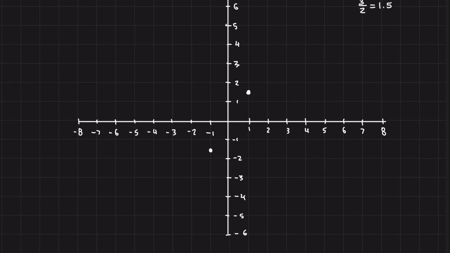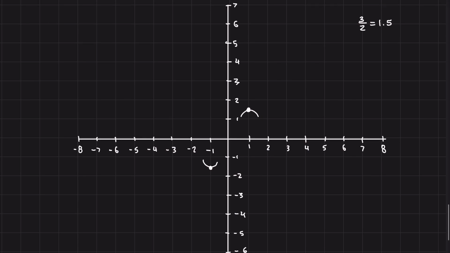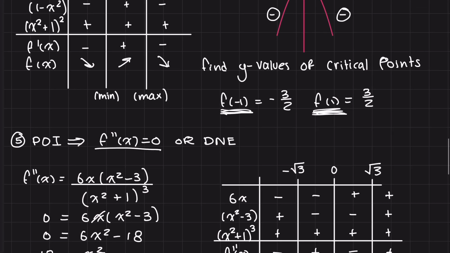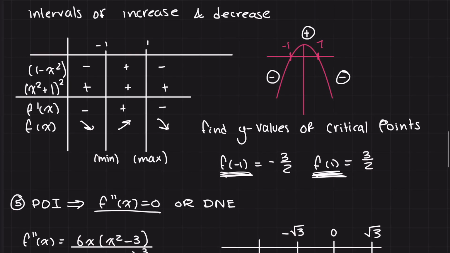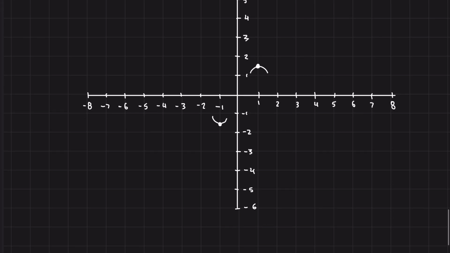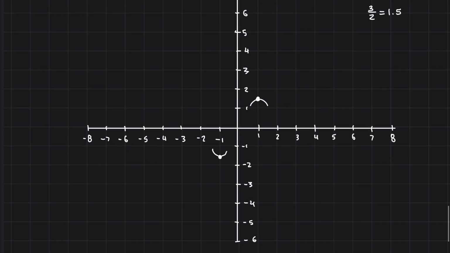Now we're going to scroll back up and look at whether these points are maximums or minimums. We know that the one at -1 is a minimum based off our interval chart, and the one at +1 is a maximum. As you can see here, we already identified it back in that step. Now we can move on to identifying our points of inflection and where they are located on our graph.